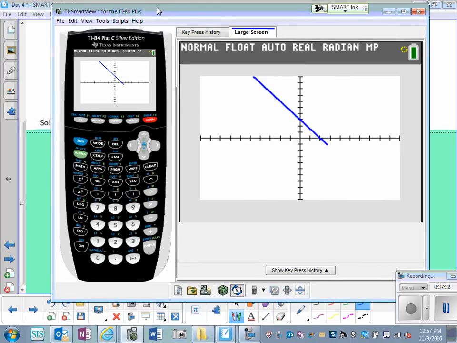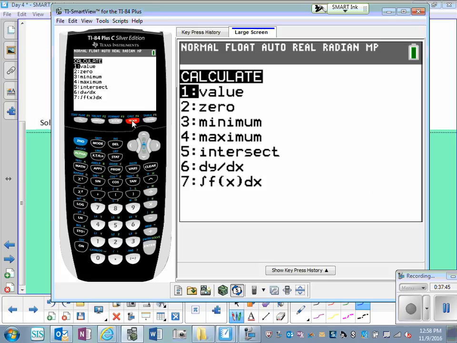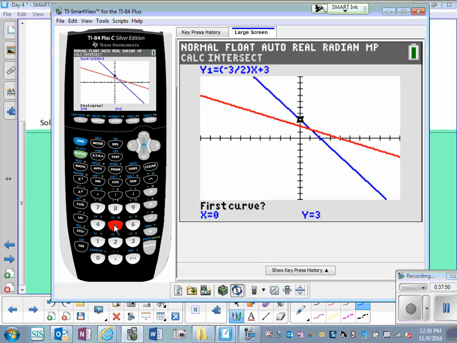So here are two lines on my graph. And now I will look for the intersection. So I go to the second trace and I look for intersect. So it's 5. And it's asking me on the first curve to calculate the approximate location of the intersection I'm looking for. Okay, so on the first curve, I bring this blinking thing very close to my intersection and say enter.